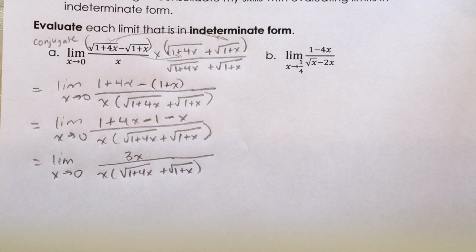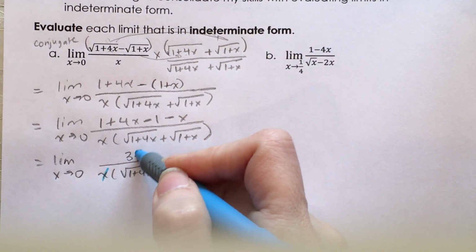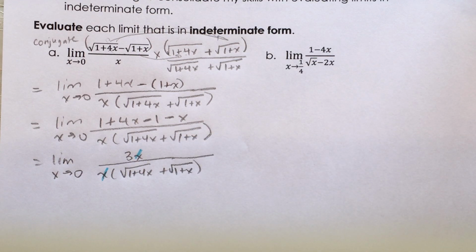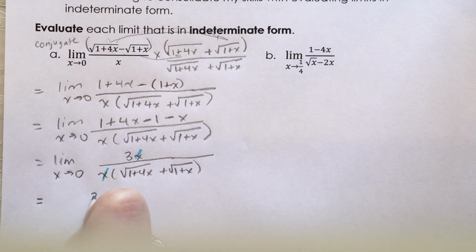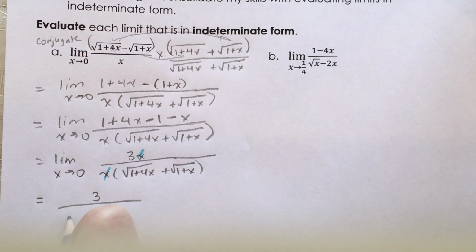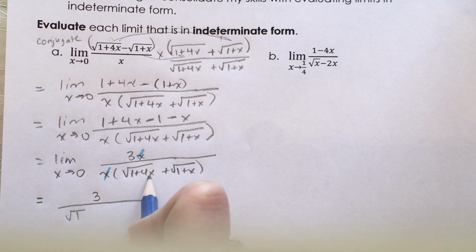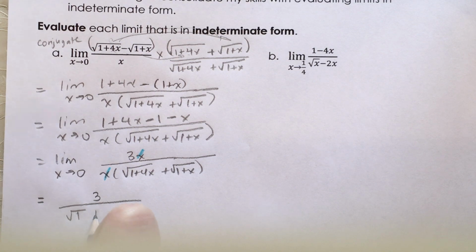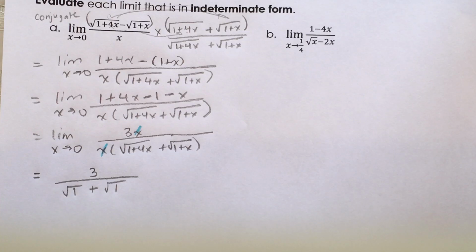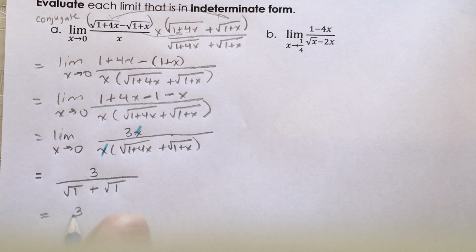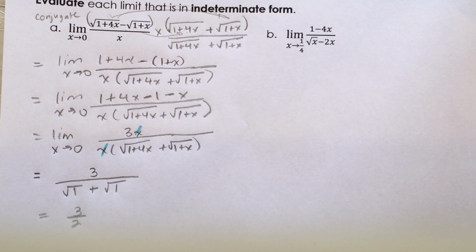So now, again, we did all that so that we could divide out that problematic x in the denominator. So now it's safe to let x approach 0. If we let x approach 0, the numerator is going to stay 3. The denominator is going to become the root of 1, because as x approaches 0, 4 times x approaches 0, plus the root of 1 again. So we end up getting 3 over 2 for the limit as x approaches 0.